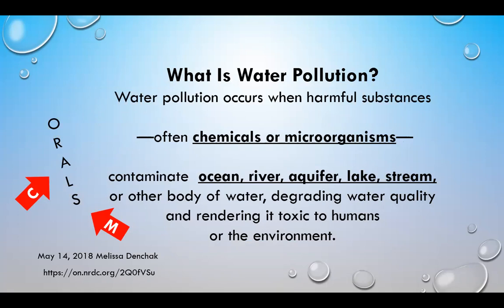But what is water pollution? Water pollution occurs when harmful substances, often chemicals or microorganisms, contaminate what I call orals. Now I've shortened it to orals: ocean, river, aquifer, lake, and stream. Yeah. So what is this term aquifer?